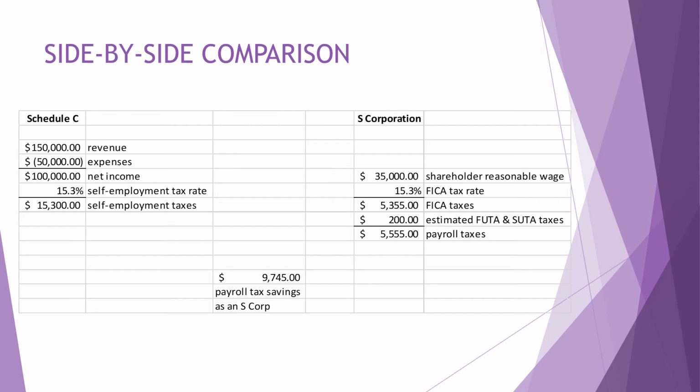So with these two figures compared here, we can see that as an S corporation, you would save $9,745 in payroll tax savings.